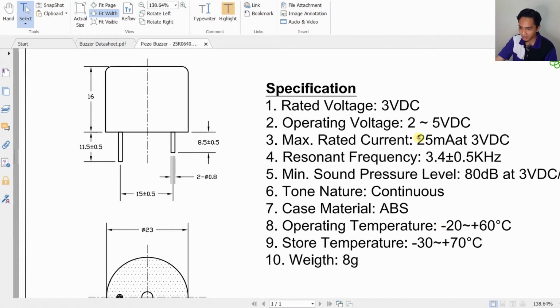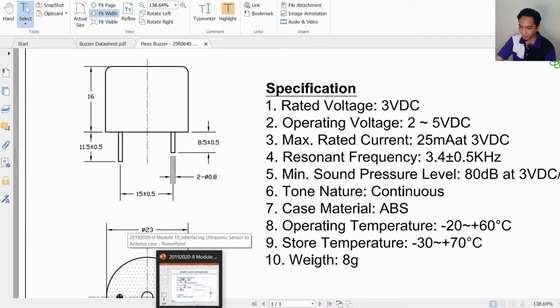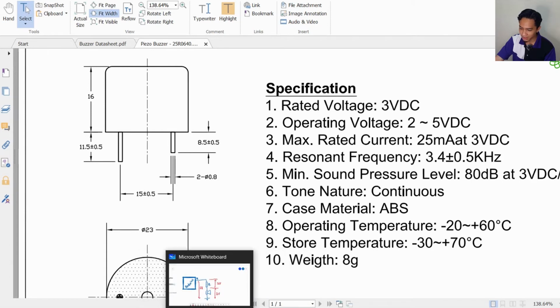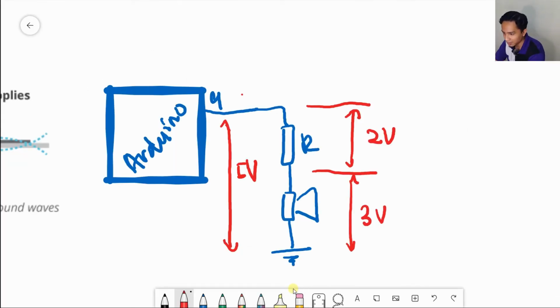So the max rated current for the one I use is 25 milliamps at 3 volt. So if we operate at 3 volt, it is about 25 milliamps, but this is the maximum. We don't want to operate at maximum. We want to operate at a lower value, because if we operate at maximum value, it might cause the buzzer here to break. And therefore, we need to limit it, maybe just about 20 milliamps only. So 20 milliamps here.